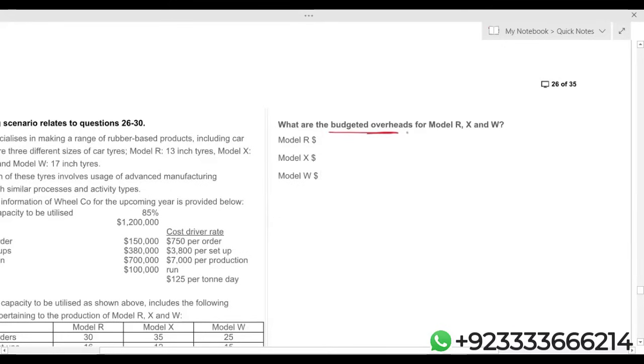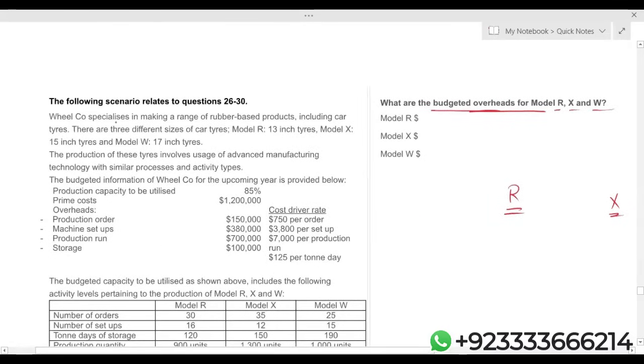What are the budgeted overheads for model R, X, and W? Wheel company specializes in making a range of rubber-based products, including car tires. There are three different sizes of car tires: Model R, 13 inches, Model X, 15 inches, and Model W, 17 inches. The production of these tires involves usage of advanced manufacturing technology with similar process and activity types. The budgeted information of wheel company for the upcoming year is provided below. Production capacity to be utilized is 85%. Prime cost is direct material and labor, and if there is any direct expense, we'll take that also. Prime cost is the major cost. Overheads.